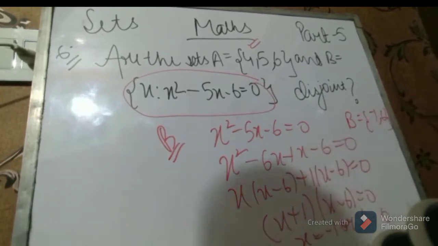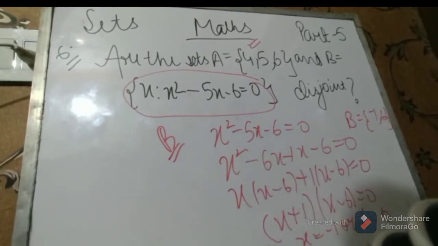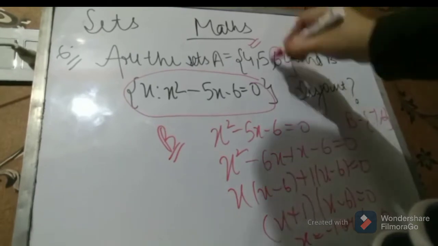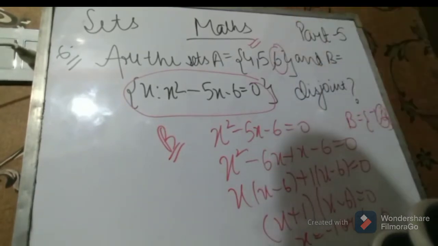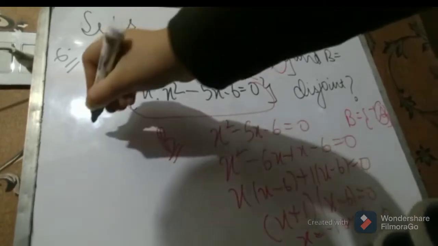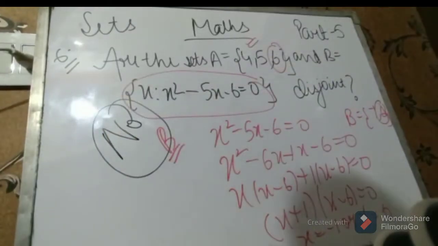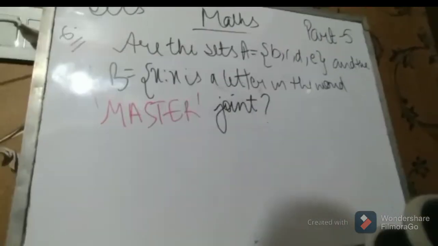Now disjoint sets are those sets which have no element in common, meaning even a single element is not common in disjoint sets. Okay, but if we see, set A consists of 6 and set B also consists of 6. So one element is common between them, therefore they are not disjoint. No, these sets are not disjoint sets, right?